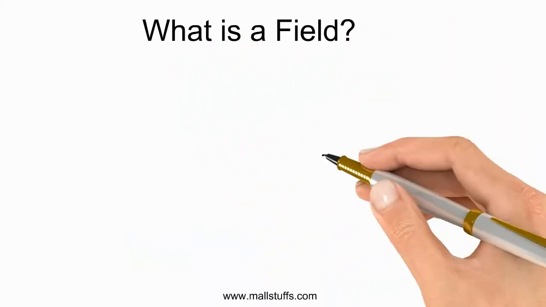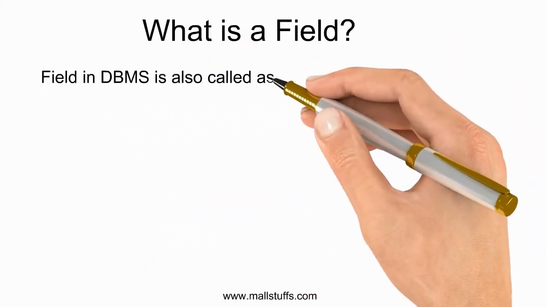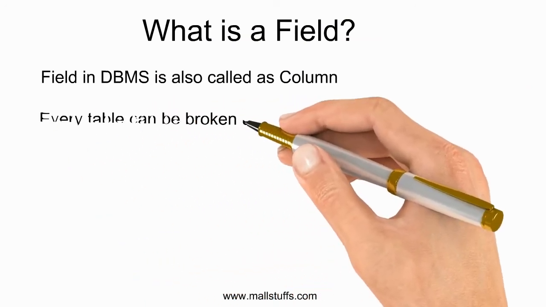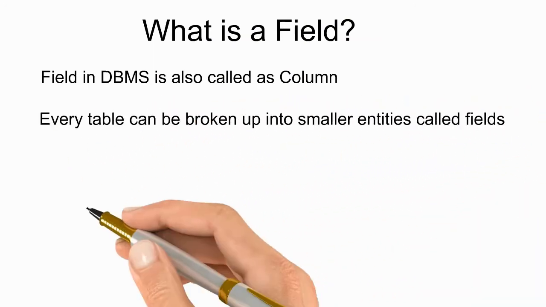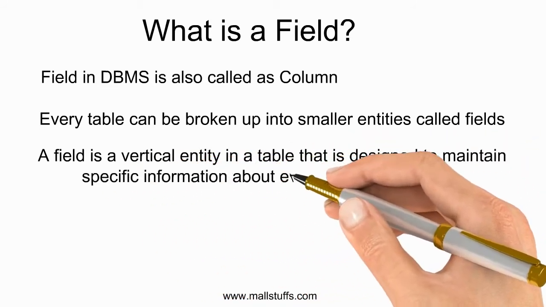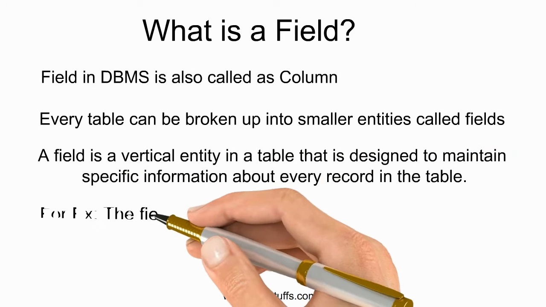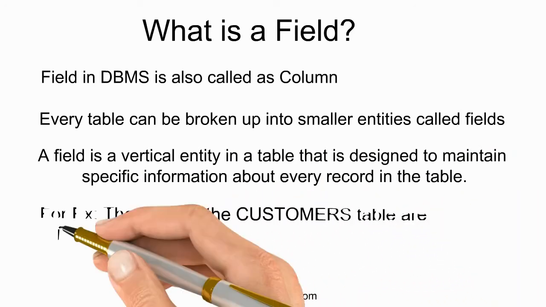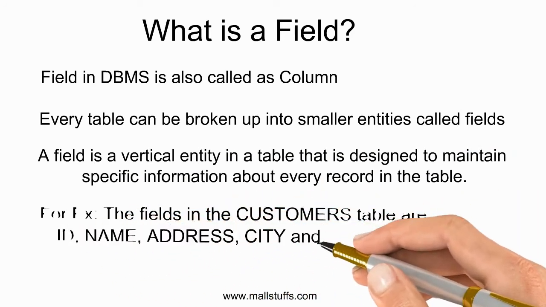What is a field? A field in a DBMS is also called a column. Every table can be broken up into smaller entities called fields. A field is a vertical entity in a table that is designed to maintain specific information about every record in a table. For example, the fields in our customer table are ID, name, address, city, and country.